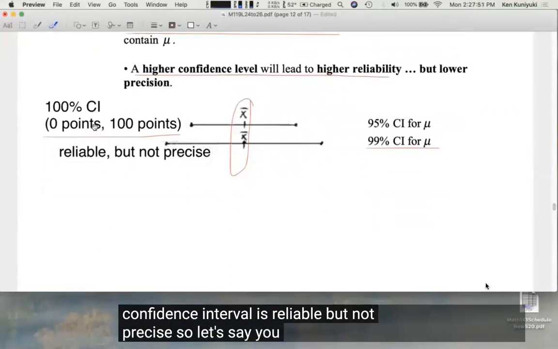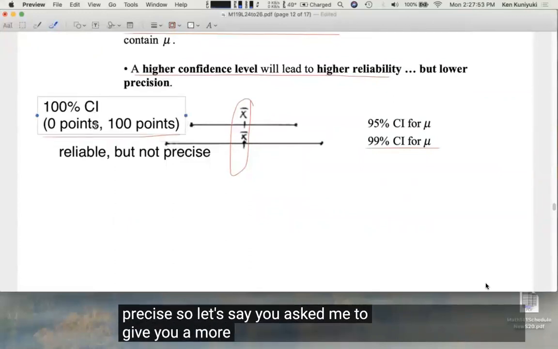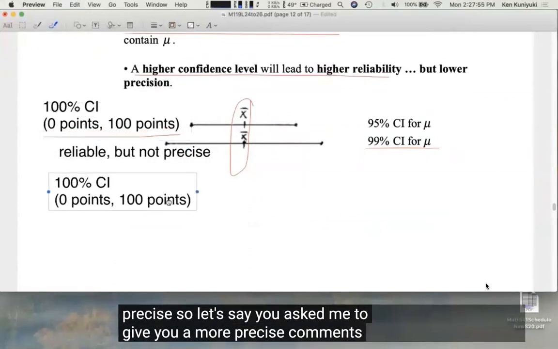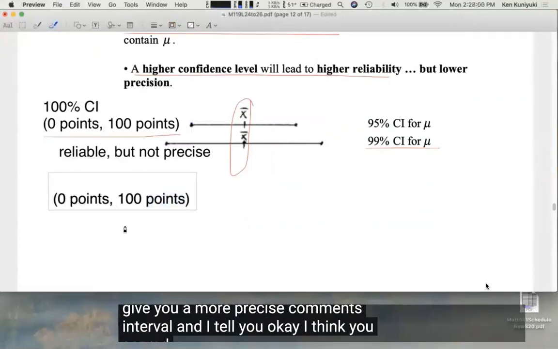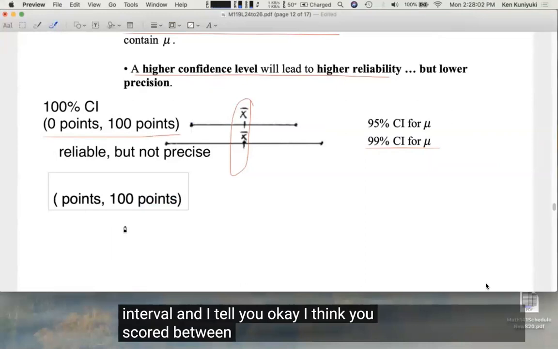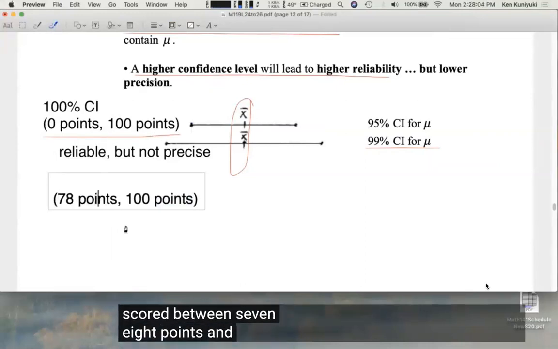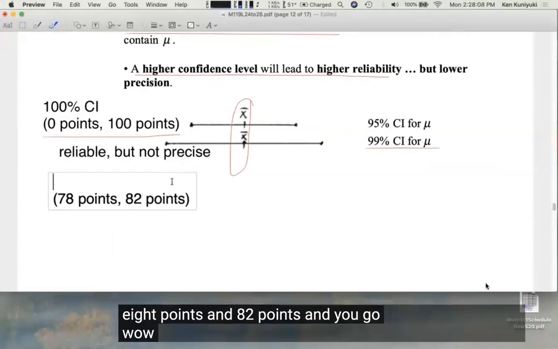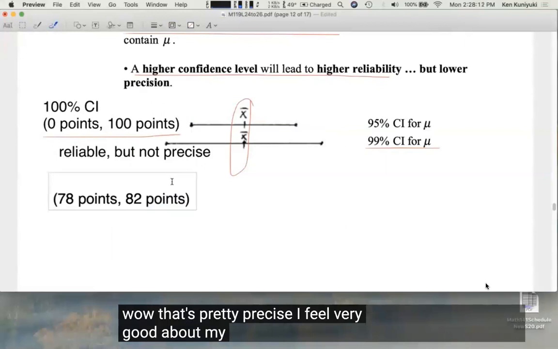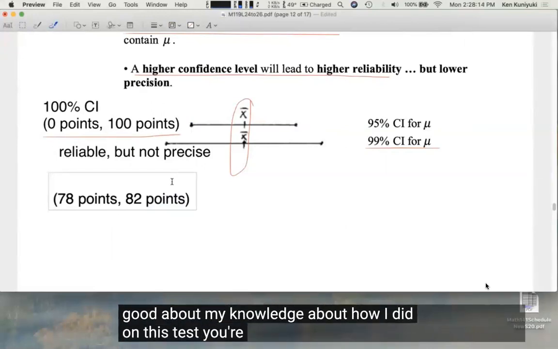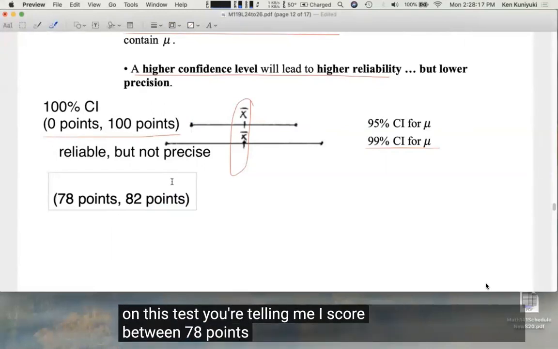So let's say you ask me to give you a more precise confidence interval. And I tell you, okay, I think you scored between 78 points and 82 points. And you go, wow, that's pretty precise. I feel very good about my knowledge about how I did on this test. You're telling me I scored between 78 points and 82 points.